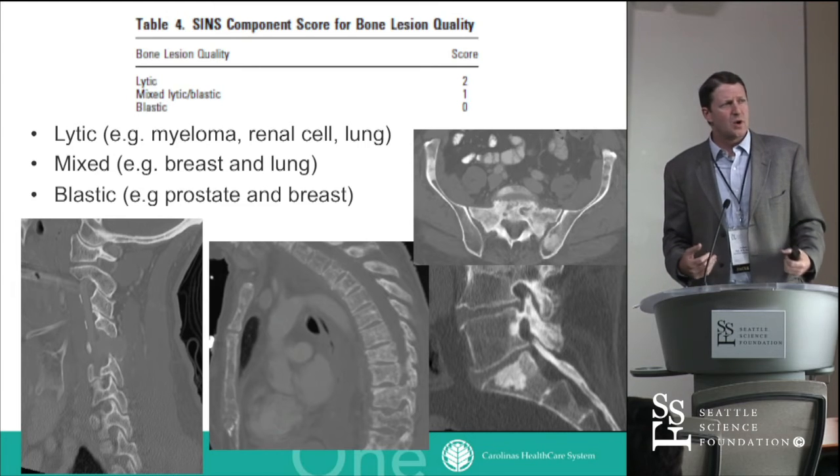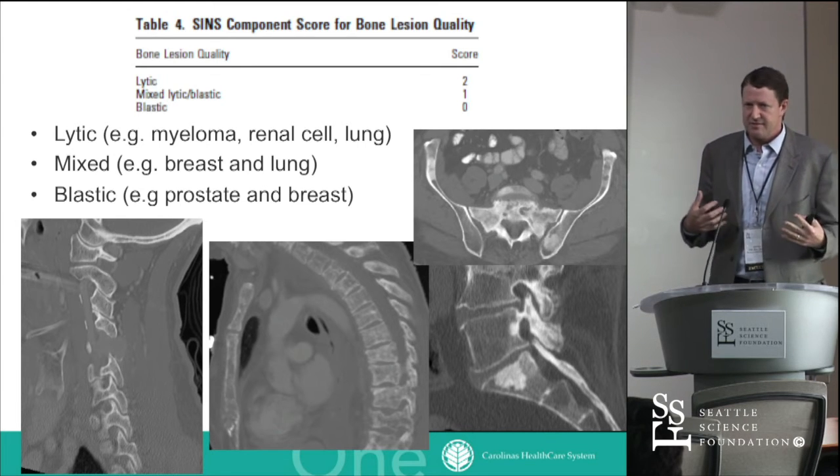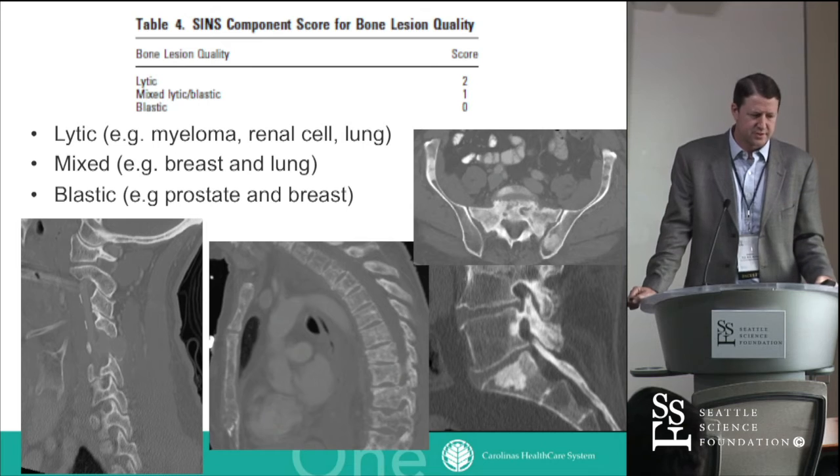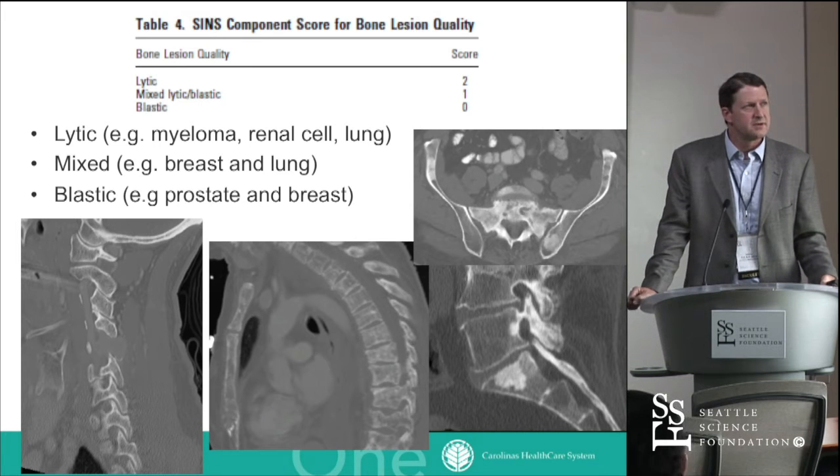So bone lesion quality. This again is coming straight from the orthopedic oncology literature and the scoring system of Dr. Merrill. The most unstable is going to be the lytic spine. You can see on the left here, this is a facet joint that is basically non-existent. There are no remaining cortices there. It's completely replaced with soft tissue, and that's going to be very unstable.